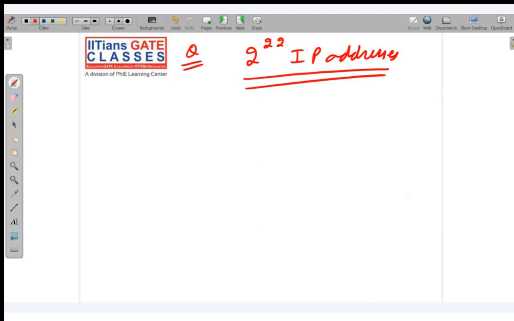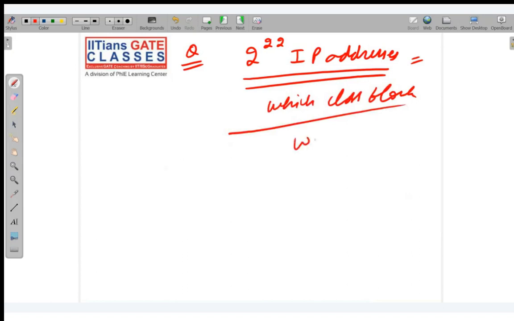So an organization needs 2 power 22 IP addresses, and I want to ask you, if you are the organizer of the internet, then which class block will you give? And what is the wastage? Very good. Class A. Wastage I have to find.